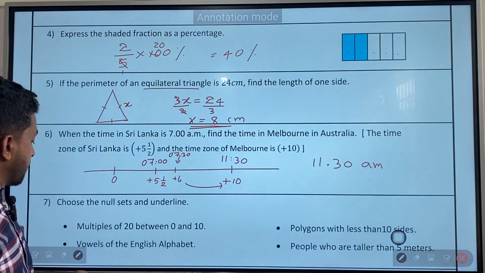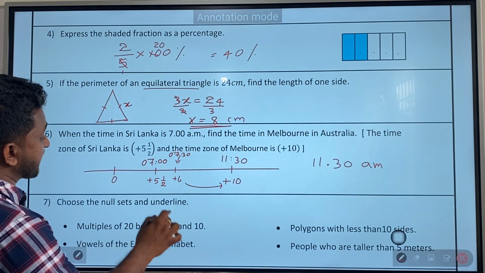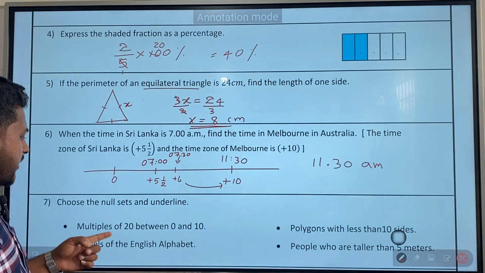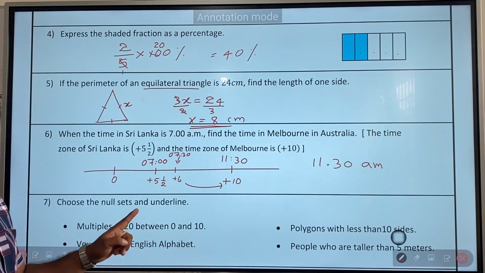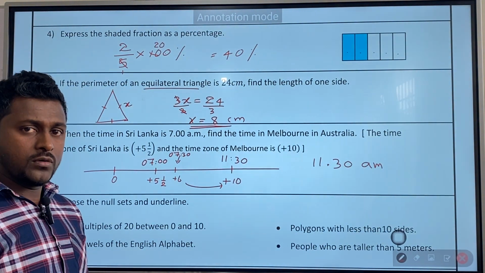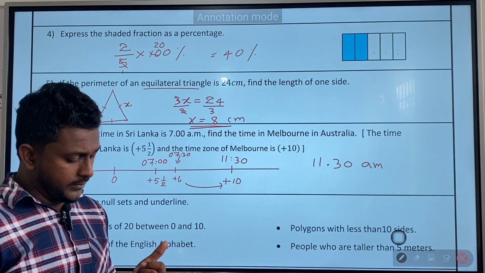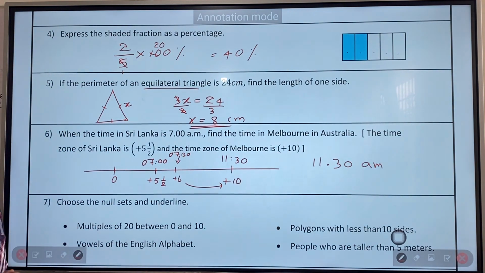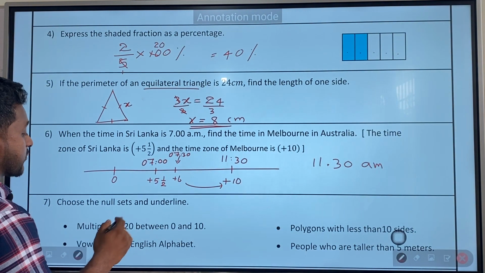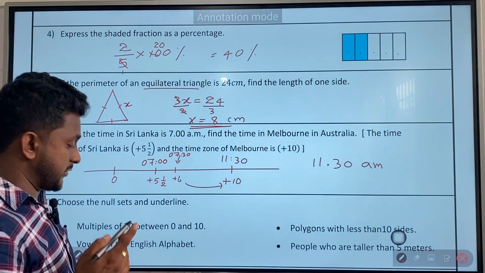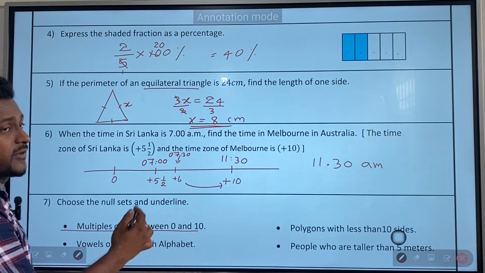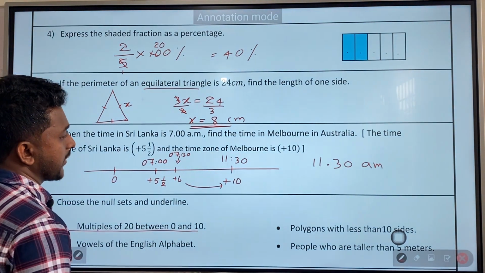So look at the first one. Multiples of 20 between 0 and 10. Are there any multiples of 20 between 0 and 10? First, what are the multiples of 20? 20, 40, 60, 80, 100. These are the multiples of 20. So, multiples of 20 between 0 and 10 is a null set, because there are no multiples of 20 between 0 and 10.